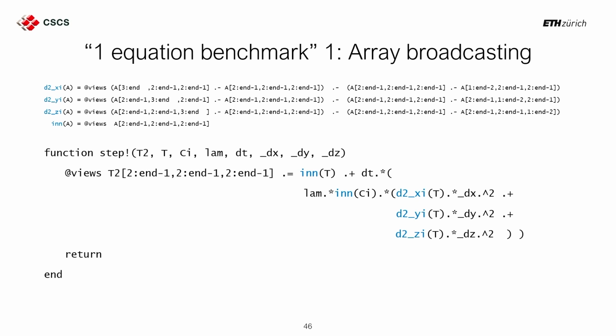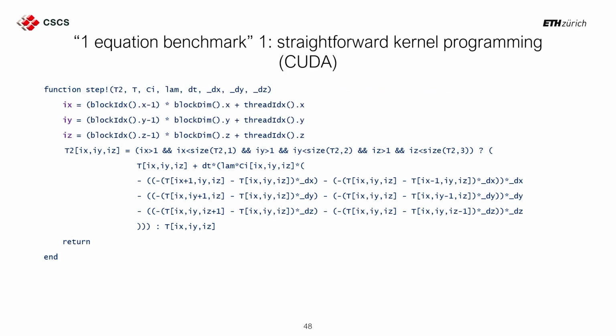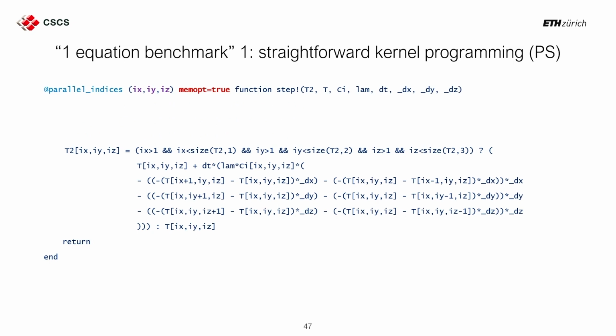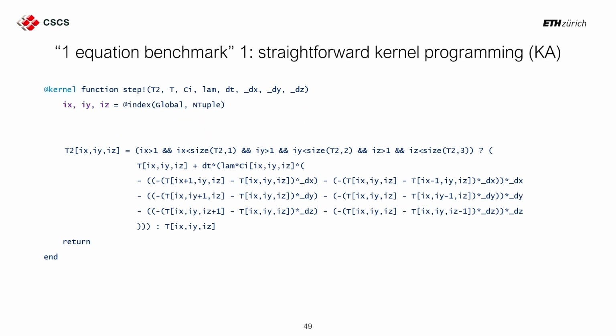Then here the same with array broadcasting. Then a kernel programming solution with parallel stencil. Then the same here with CUDA. You see the only thing that changes from CUDA to parallel stencil is this indices computation, which has to be done explicitly here. Then we have the same in kernel abstractions.